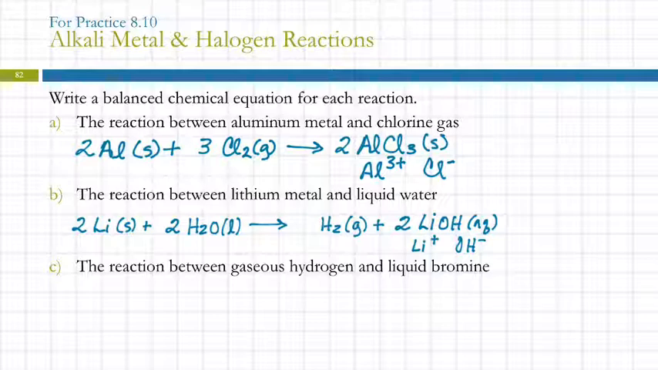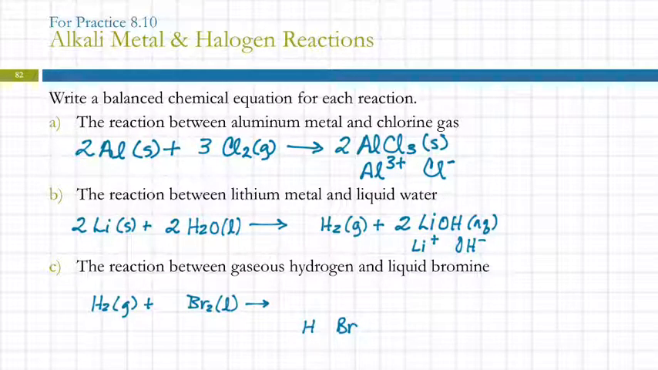Gaseous hydrogen and liquid bromine. So H2 gas and liquid bromine. Bromine is also one of the diatomic elements. What do you think? Well, it's going to have to be hydrogen and bromine together, right? There aren't any other elements. So it's going to have to be H and Br somehow.